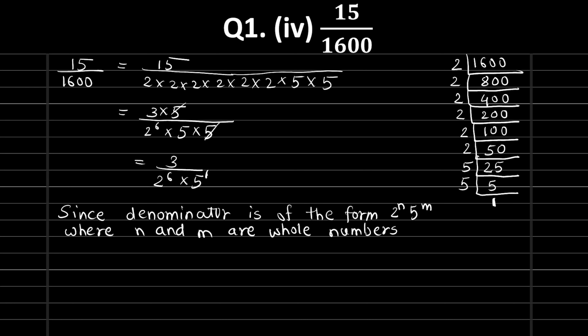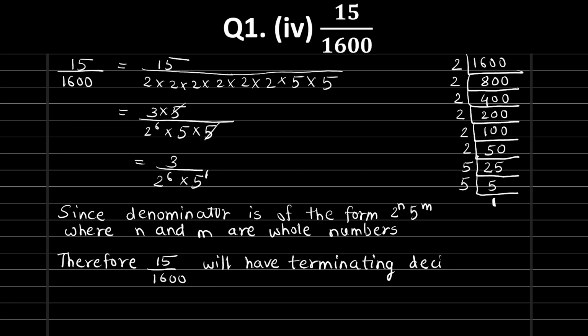So therefore we can say, therefore 15 upon 1600, this rational number will have terminating decimal expansion.